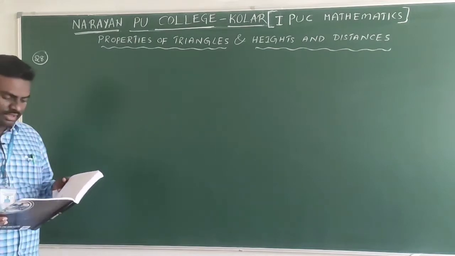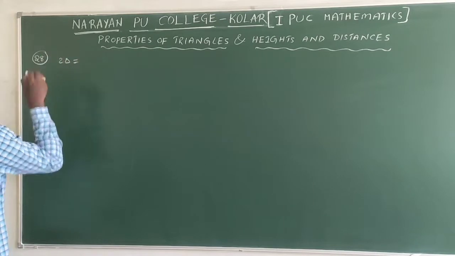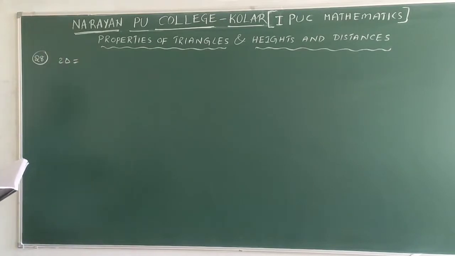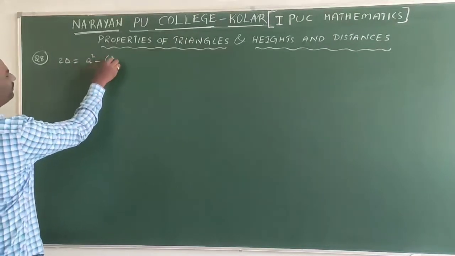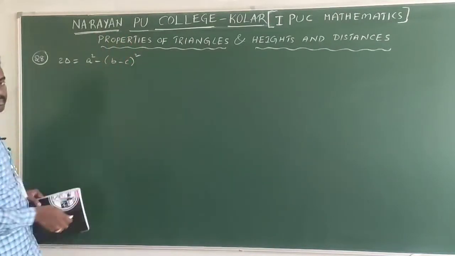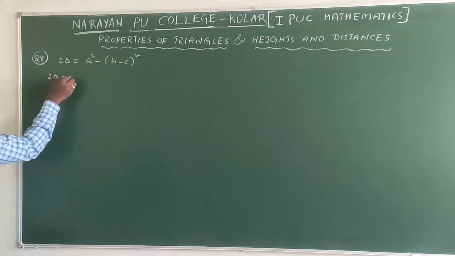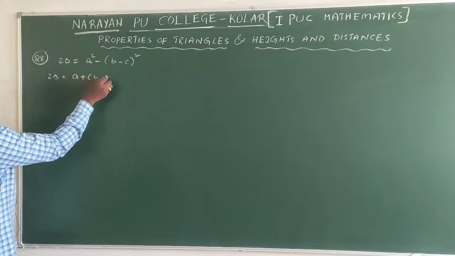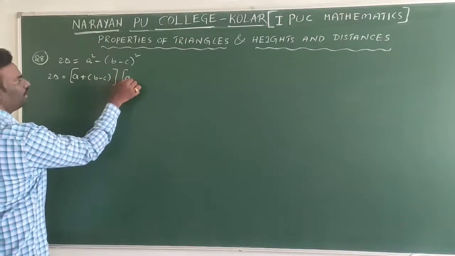In the 28th question, in triangle ABC, 2 delta equals a square minus (b minus c) whole square. Then we need to find tan A. See, it is in the form of a square minus b square. It can be written as (a plus b) into (a minus b).